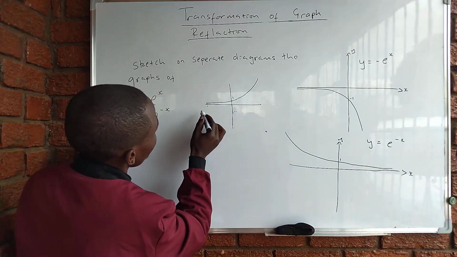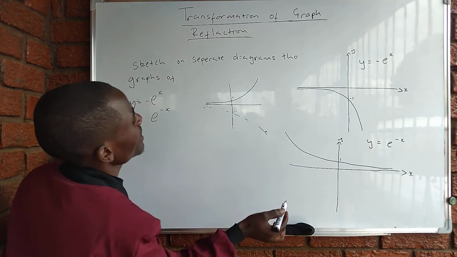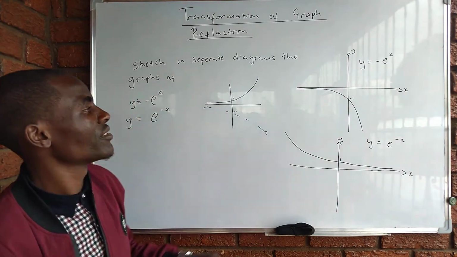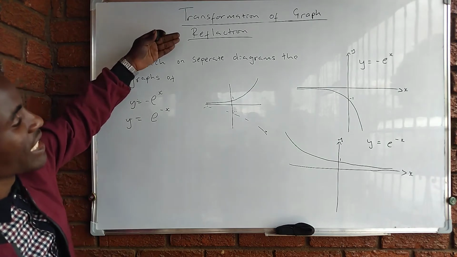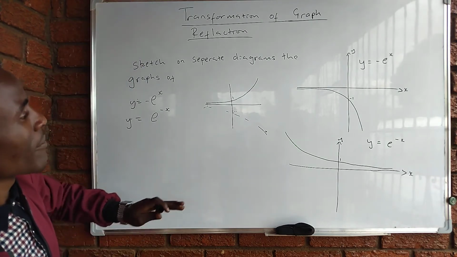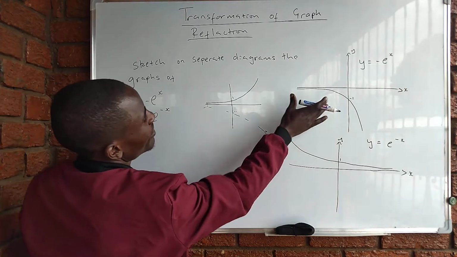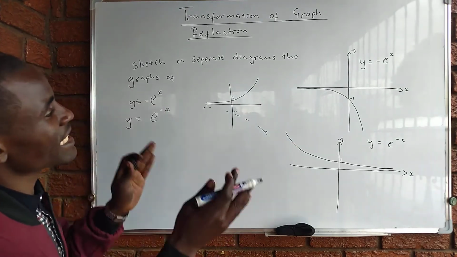So our graph will look like this. Everything above appears below, everything above the x axis appears below the x axis, but the distance is the same, right? This is the reflection with mirror line the x axis, right?